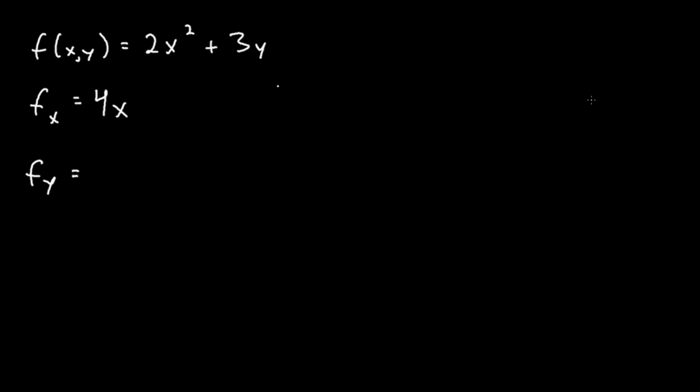But how about this next term? Well, since y is treated as a constant, if you multiply two constants together, 3 and y, you would get some constant. So 3 and y are two constants multiplied together, and you would get some constant as an output. So if you want to take the derivative of this term with respect to x, it would just be 0, since we're treating y as a constant. So the true partial derivative of this is 4x.